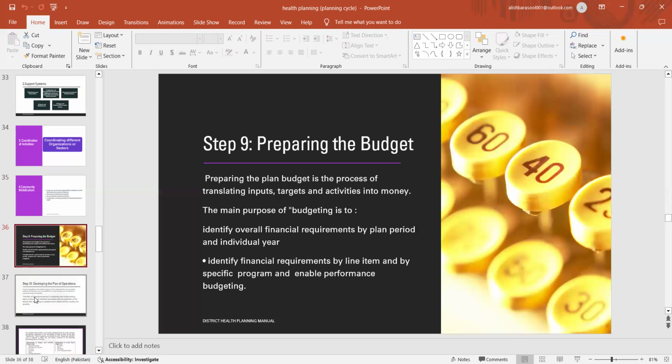Step 9, preparing the budget. Preparing the plan budget is the process of translating inputs, targets, and activities into money. The main purpose of budgeting is to identify the overall financial requirements by plan period and individual year. Identify the financial requirements by the item, a line item, and by specific program and enable performance budget.